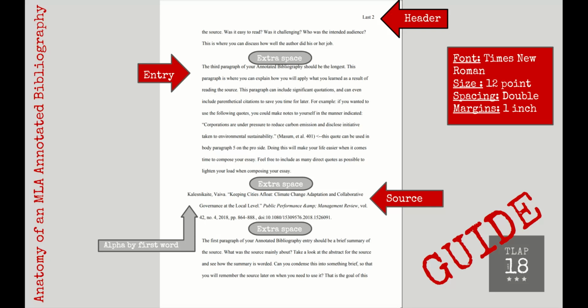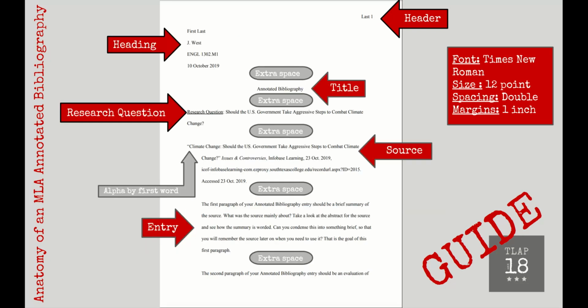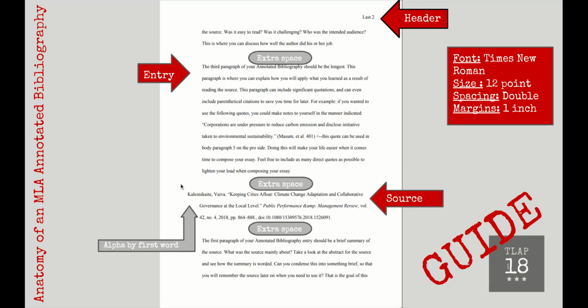Okay, so as you can see, there should be still a header on each page. There should be a source, and the sources need to be alphabetized by the first word in the entry. If we go back to the first page, notice how the first word of this entry is climate change, because this came off of a database that did not show the author's name. But if we look at this next page, this right here is the author's last name. It does not matter if it's last name or the article name. It goes alphabetical by the first word in the line, okay, once you've created those entries.